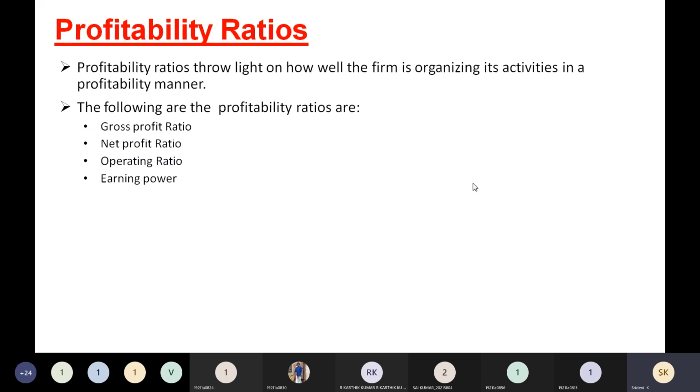Earning power, dividend yield, price earning ratio, these things I am not going to discuss here. Only the first three I am going to discuss. So gross profit ratio means here gross profit will be indicated. You get this after deducting all the manufacturing related expenses, direct expenses of the company in producing a product, and whatever profit is left over will give you gross profit.